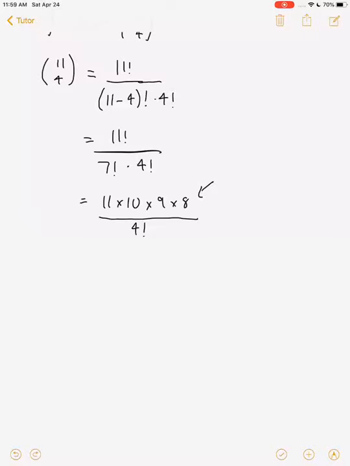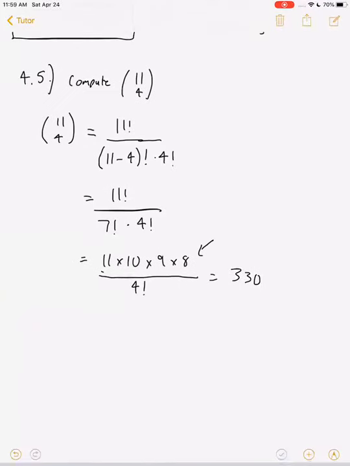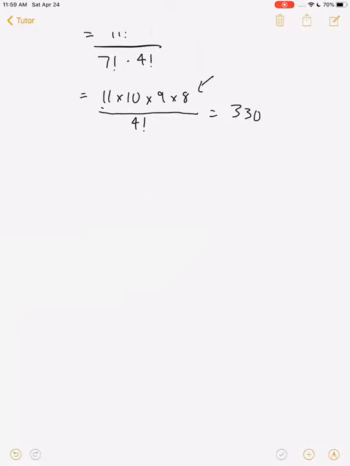Okay, perfect. And then if we multiply all that out, we should get 330. But if there's a lot of numbers to multiply, sometimes you can just leave it in this form, as long as you understand the form. But when they're small, you should just multiply them out. Okay, so let's move on to the last question here.